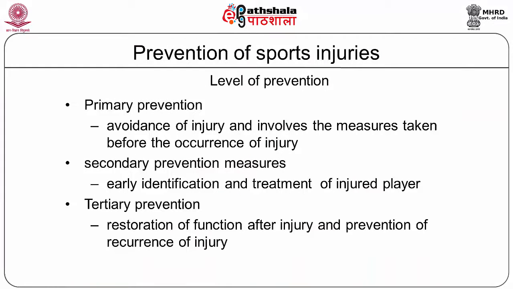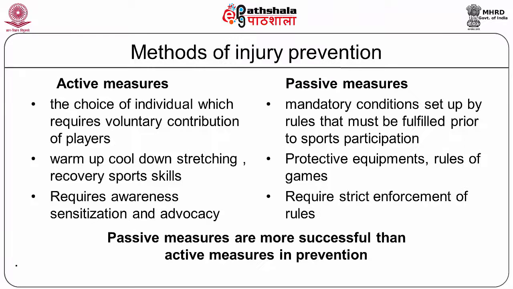However, once the injury has taken place, secondary prevention measures in the form of appropriate early identification, intervention, and treatment assume significance. The objectives of tertiary prevention are restoration of function and prevention of recurrence of injury. Prevention methods can be described as active measures and passive measures.